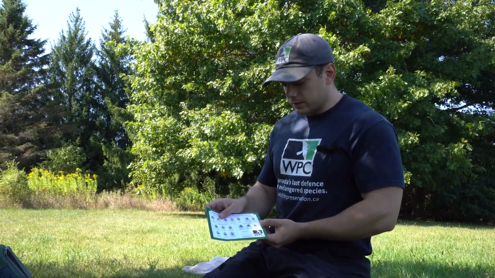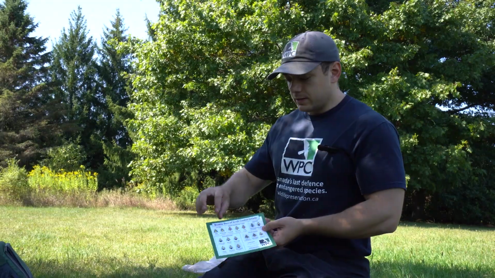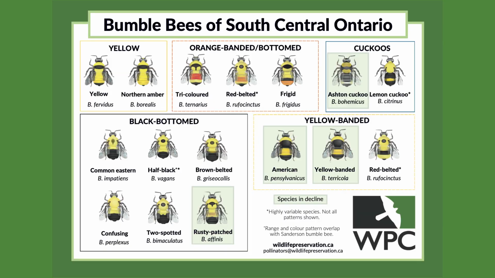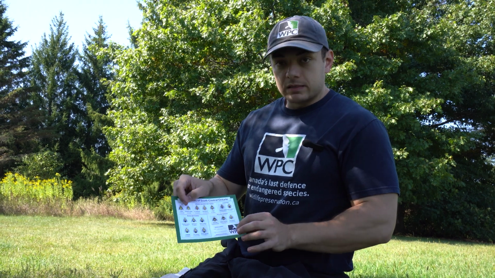And when we're using this, you'll see it kind of breaks the bees down into these color groups. So there's a color grouping for bees that are mostly yellow, bees that are showing orange bands or orange bottoms, bees that have black bottoms, and bees that have yellow bands on their abdomen, and also cuckoo bees. So when we're looking at bees and we're trying to ID them, again, it's being reflected in this card.